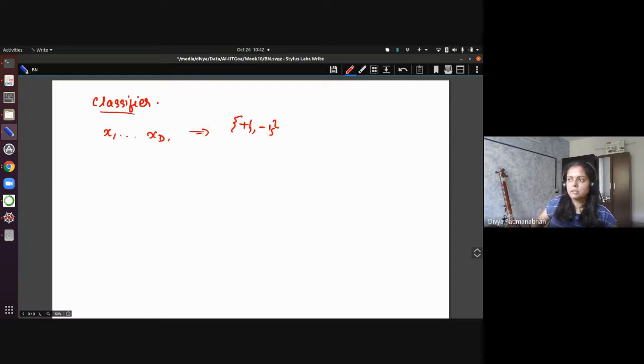Okay, or maybe 1 to D, something like that. Not D, but K classes or something like that, right? So for each data point that you have, you try to categorize it into different types. So let's take an example.